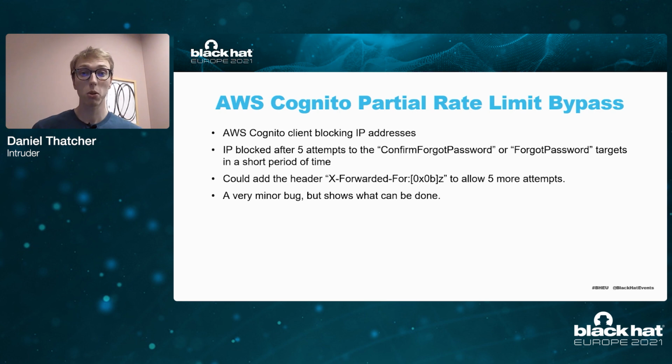Another similar example that I also reported to AWS was in Cognito, which is used for identity management. On a penetration test that I was working on, their Cognito instance was limiting access to the client. Well, it was rate limiting you. So if you sent too many requests, I believe it was 5 within a short period of time, your IP address would get blocked for a while.